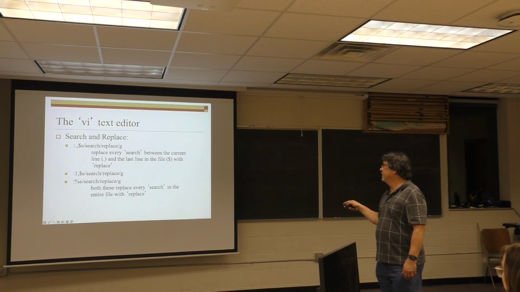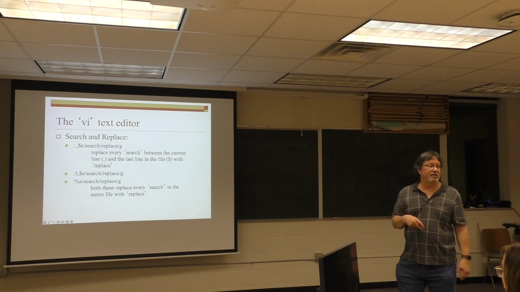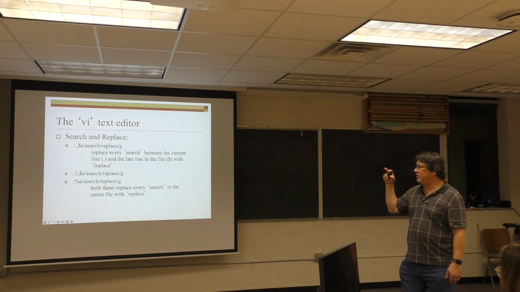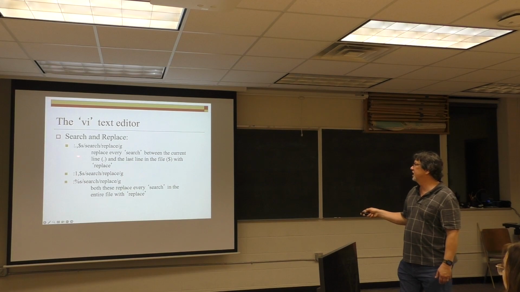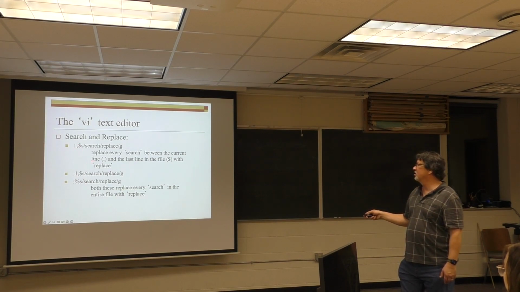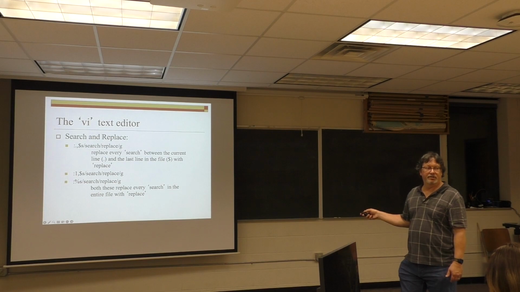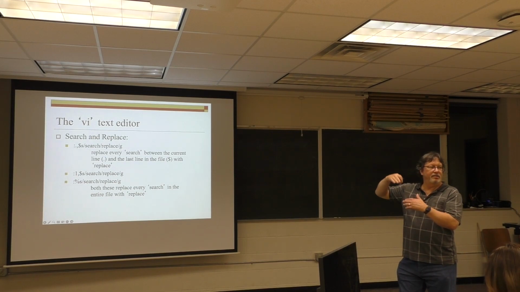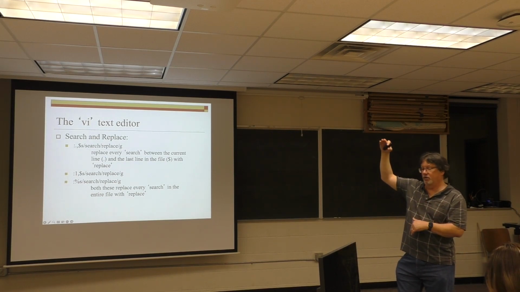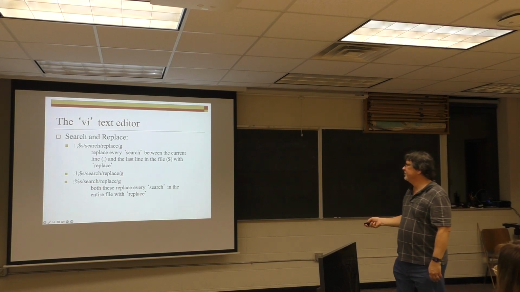So in this case, a $ means the end of the file. 1 means the first line of the file. So in this case, :.,$ means from the current line to the last line in the file. Every time you find what you're searching for, replace it with this. So you can kind of limit it, like if you only want to do certain sections, or if you want to do the whole file, or whatever.